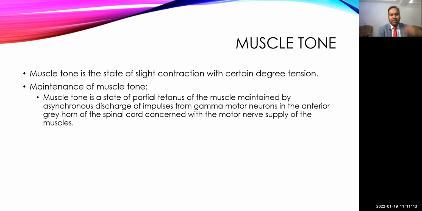So it is not like the brain keeps on sending impulses. It is on its own impulse, and a muscle which contains more muscle spindles will have more tone as compared to a muscle which contains fewer muscle spindles. Muscle spindles are more in anti-gravity muscles, like the flexors and extensors of the knee joint, hip joint, and muscles of the back. These are anti-gravity muscles. They contain more muscle spindles, so tone in those muscles is much higher as compared to the rest of the muscles.